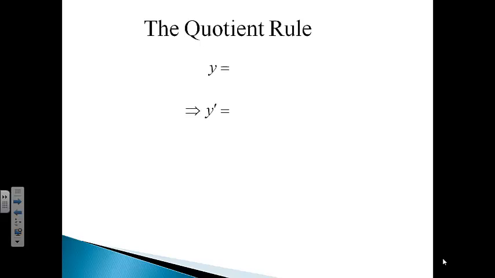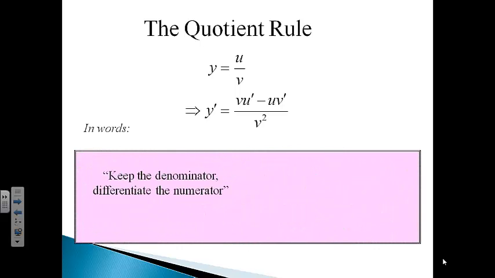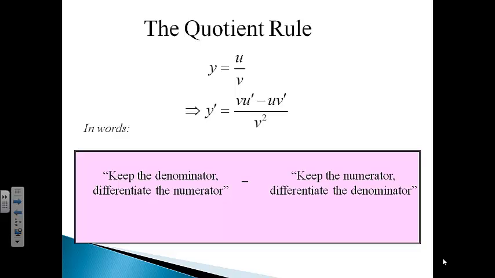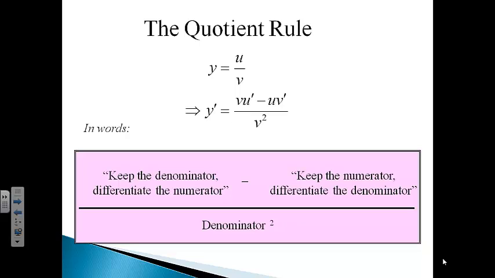For the quotient rule, when you're dividing, so instead of multiplying u times v, this time we're dividing u divided by v, there's the formula that you want to write down. In words, the way you say that is, you keep the denominator and differentiate the numerator, then you subtract, you keep the numerator and differentiate the denominator, and then you divide by the denominator squared.